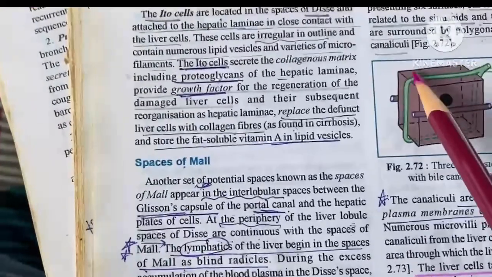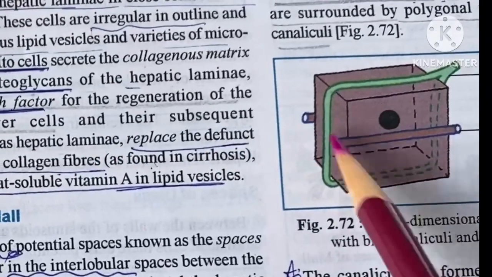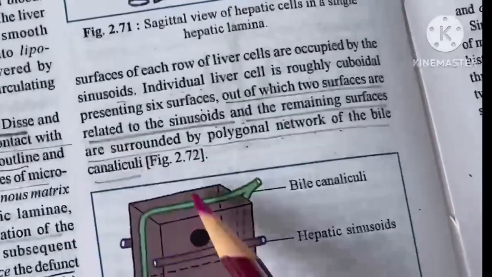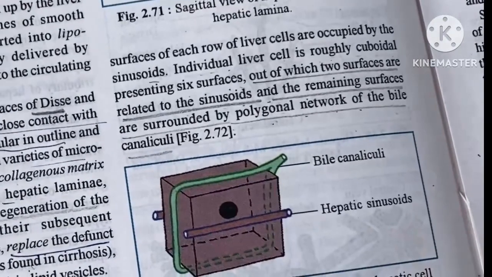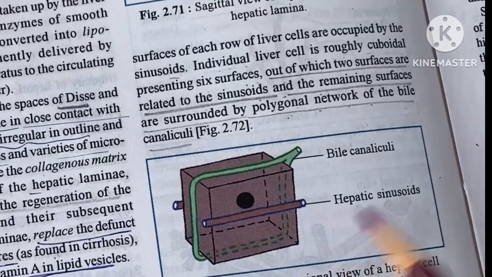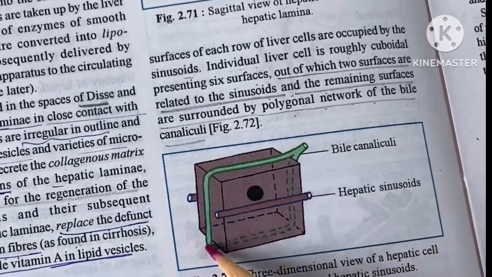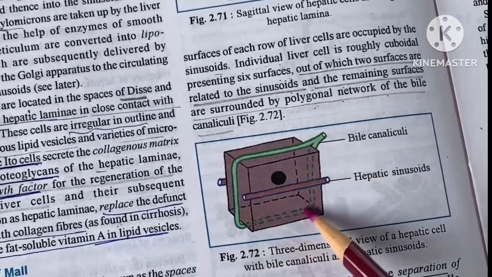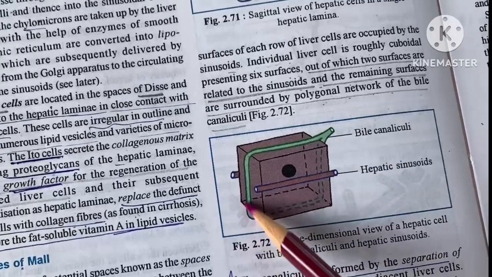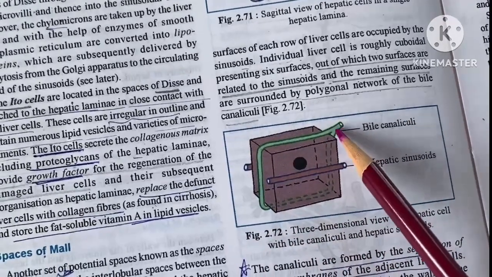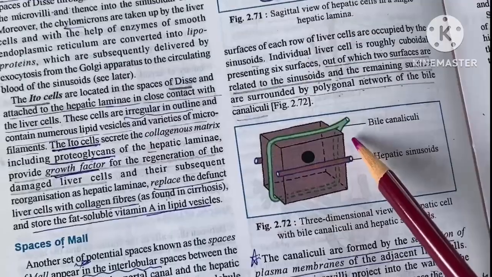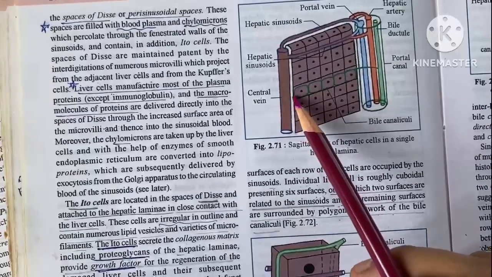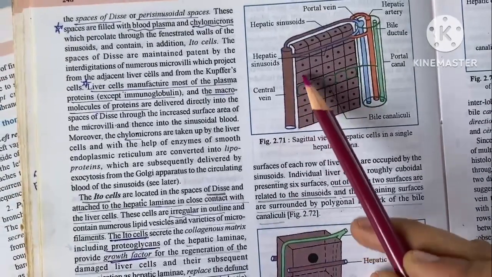Here is the single hepatic cell. On one side of the hepatic cell lie the hepatic sinusoids, and other surfaces of the hepatic cell are related to the bile canaliculus. So the liver cell secretes the bile into the bile canaliculus, which forms the bile ductules and bile duct. Here are the bile ductules between the two hepatic cells.